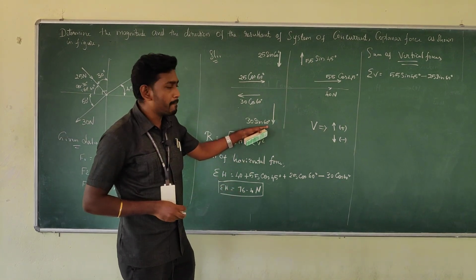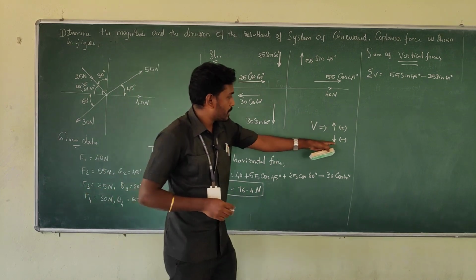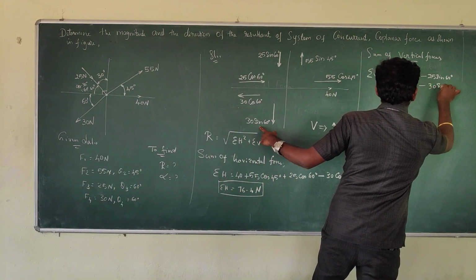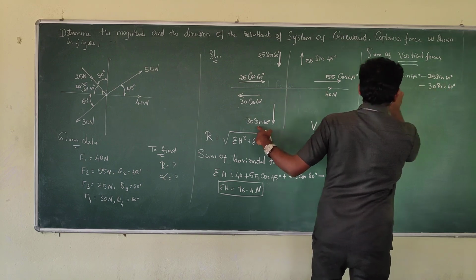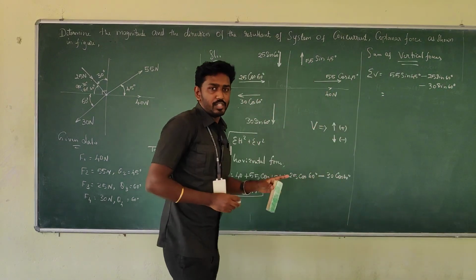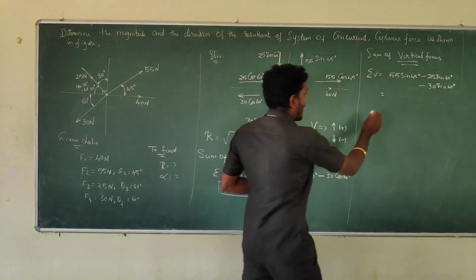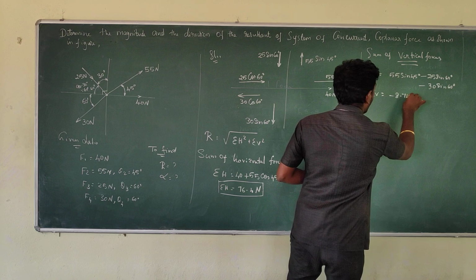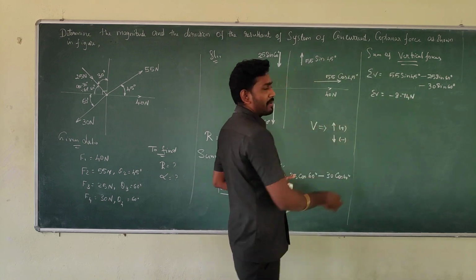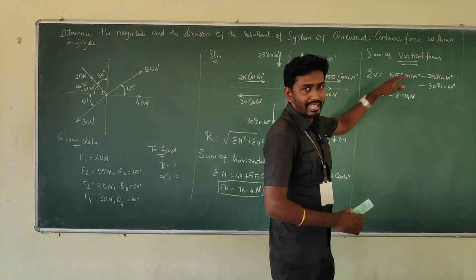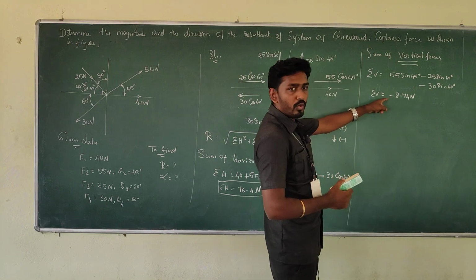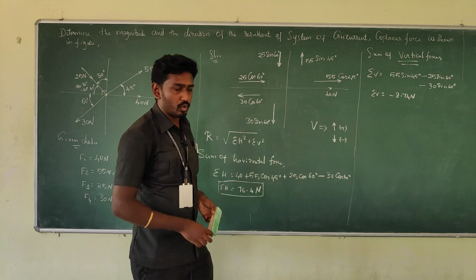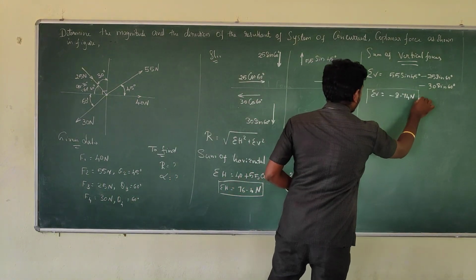What sign needs to be provided? Downwards in the sense minus. So give minus 30 sine 60 degree. So if you calculate it, you will get the answer for summation of V as minus 8.74 Newton. If you just type the whole terms in the calculator, naturally you will get the value minus 8.74 Newton. So this is the value for summation of V.